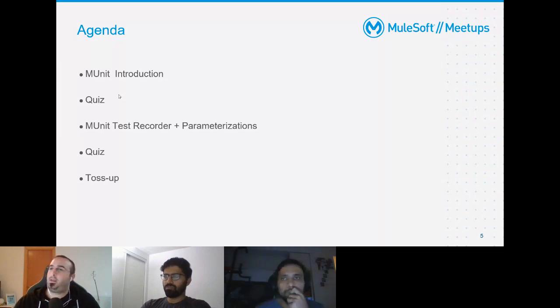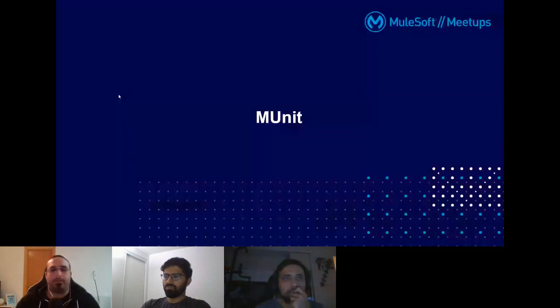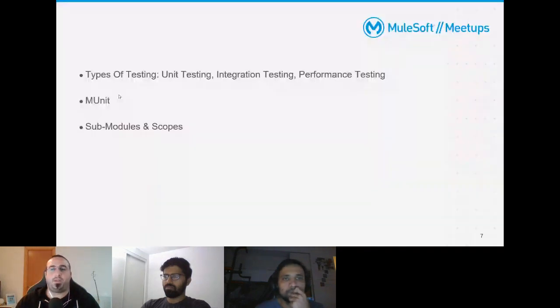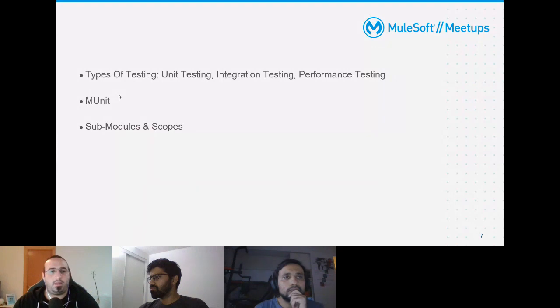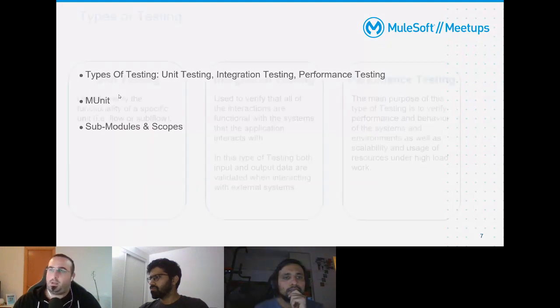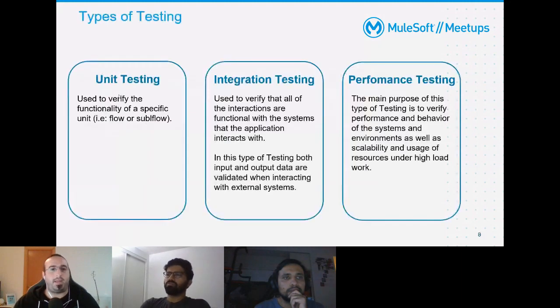So to start with MUnit, first let's see something very quick about types of testing, MUnit, and something called submodules and scopes. Basically, there are different types of testing, but I think we are more familiar with these three, which are unit testing, integration testing, and performance testing.